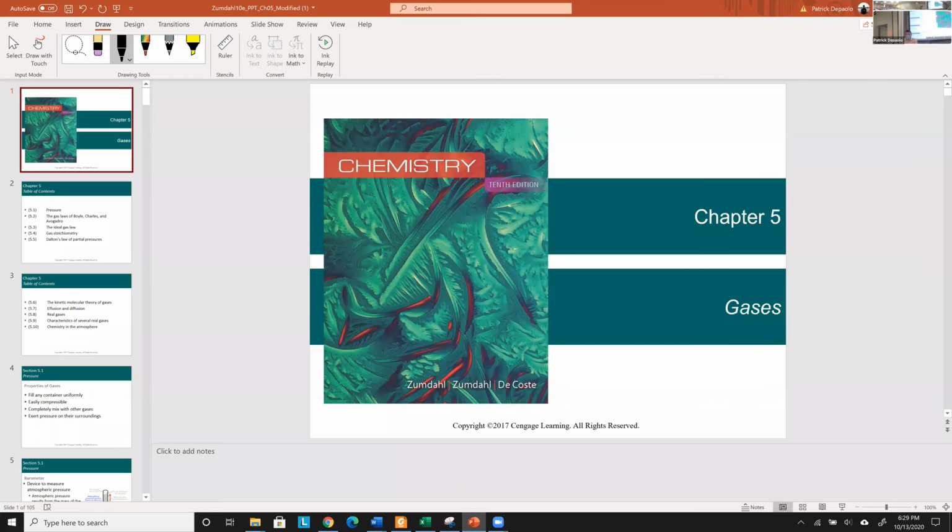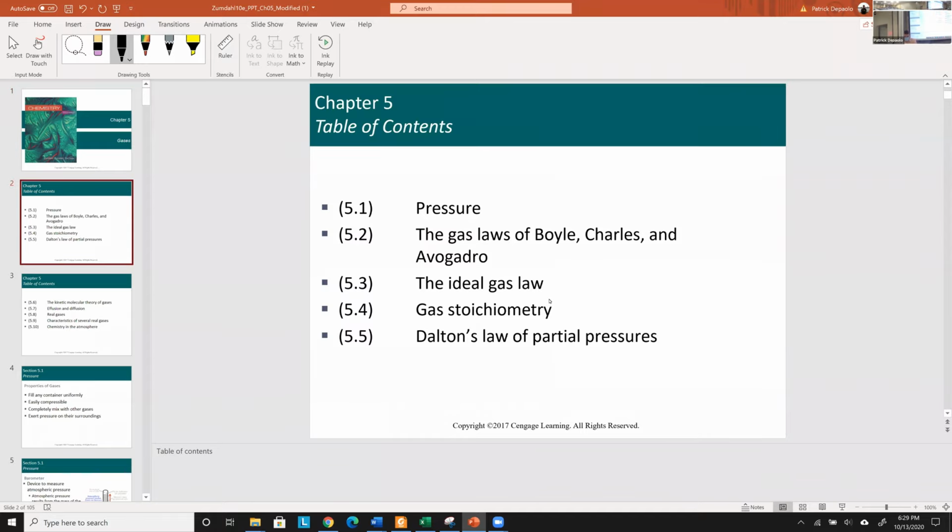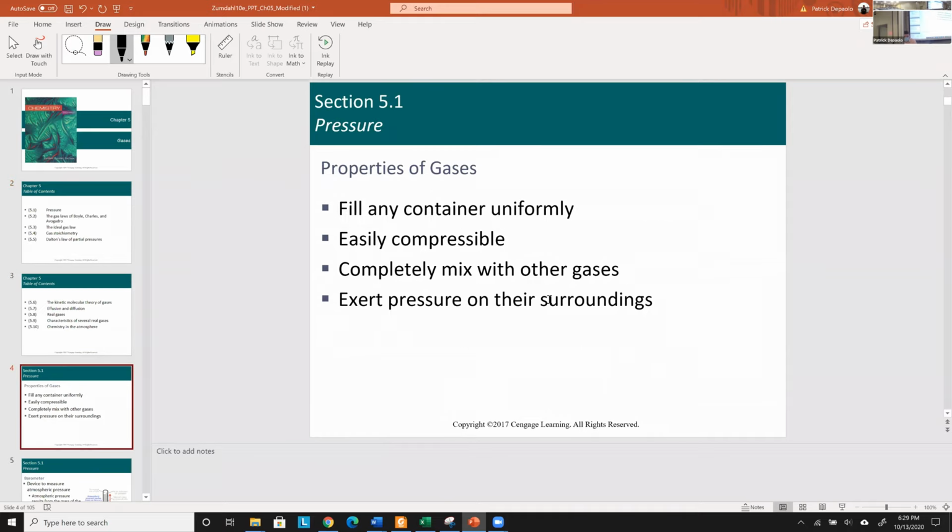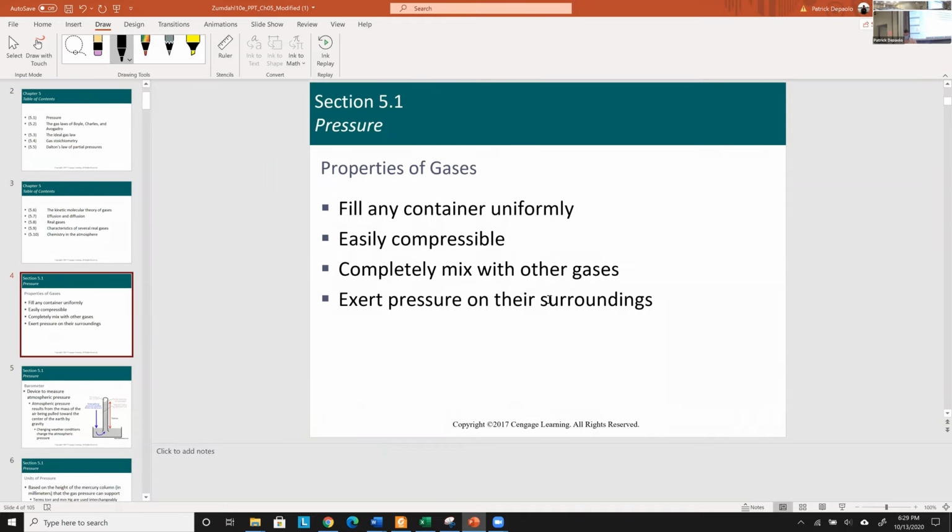All right, so in chapter 5, we're going to be learning about the gas laws. There's a bunch of them, and a lot of them are very similar to each other. But before that, we need to understand the properties of gases. We learned about the states of matter in chapter 1, and we're just going to go really in-depth with one of them today.